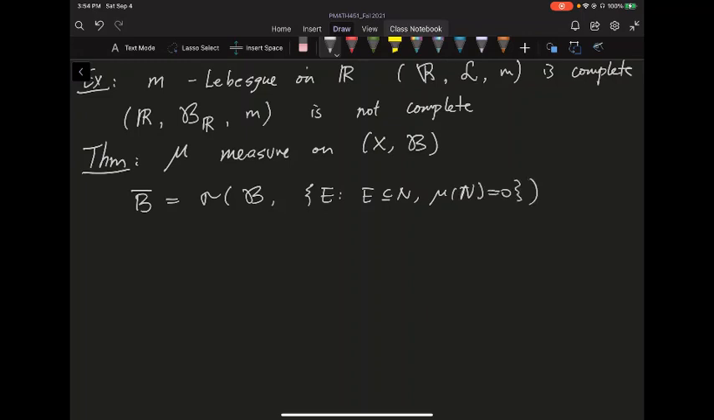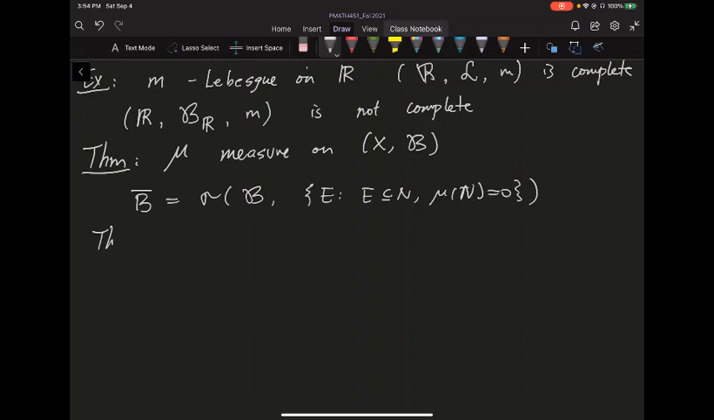So if you consider all the subsets of mu null sets, and also you take everything inside the sigma algebra B, you get a collection of sets. When you have a collection of sets, they may not be a sigma algebra, but you can always generate a sigma algebra, which is the smallest sigma algebra containing all of them. So on this set, I want to show the following.